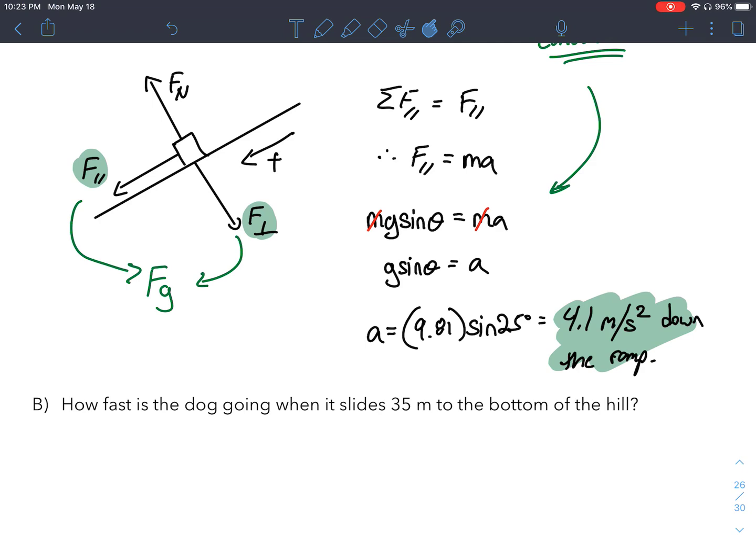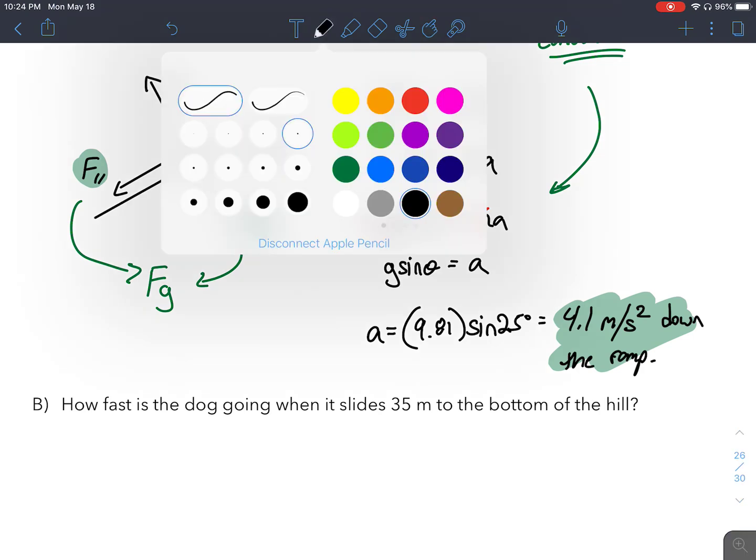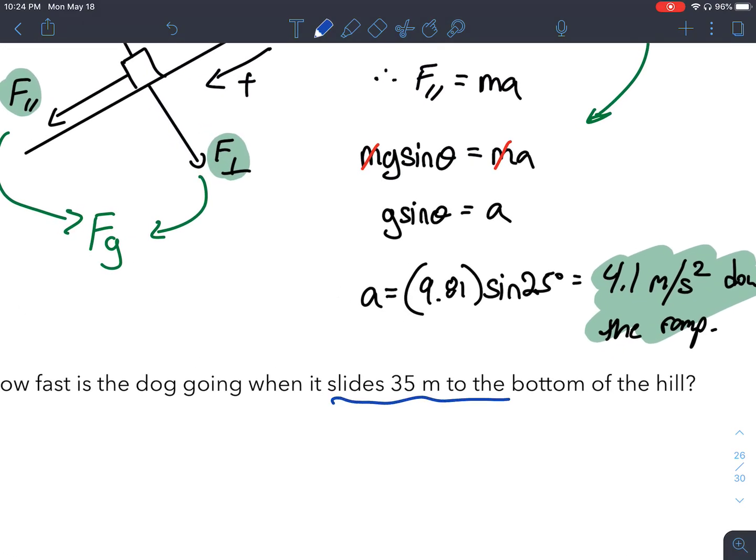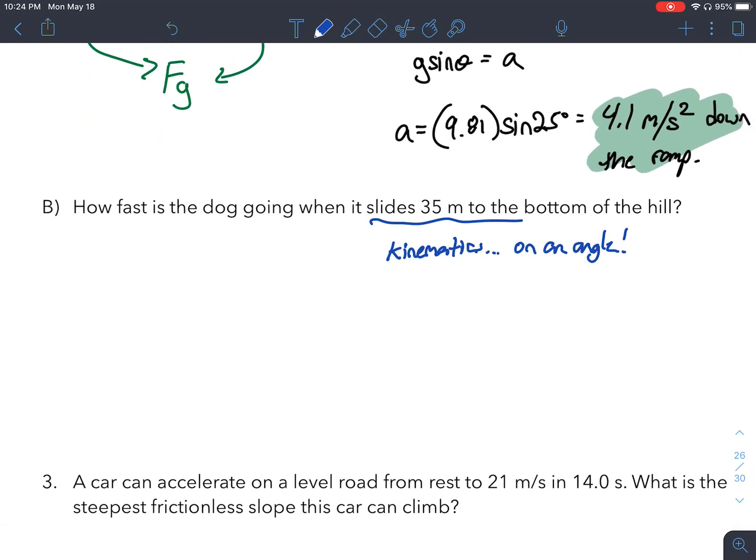Now, how fast is the dog going when it slides 35 meters to the bottom of the hill? This sounds like kinematics. You're right. This is just kinematics, but on an angle. Does that change anything? Nope. It's exactly the same. Yes, our motion is on an angle, but who cares? We have a distance of 35 meters, an acceleration of 4.1 meters per second squared, and an initial velocity of 0 meters per second, and we want to know our final velocity.